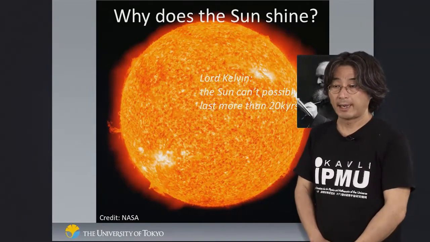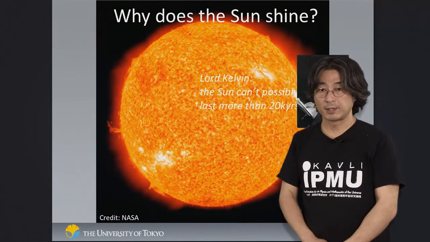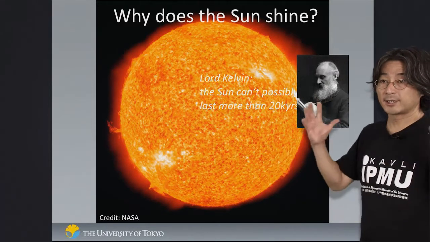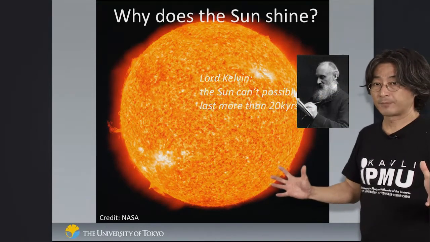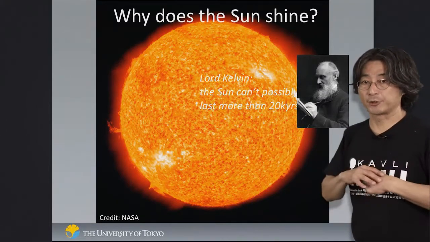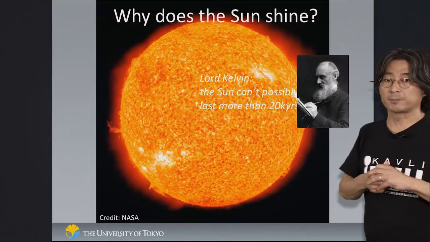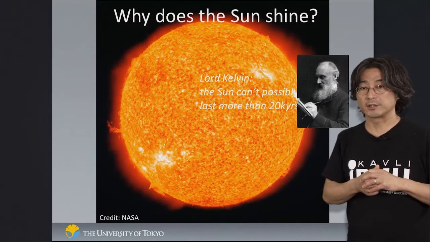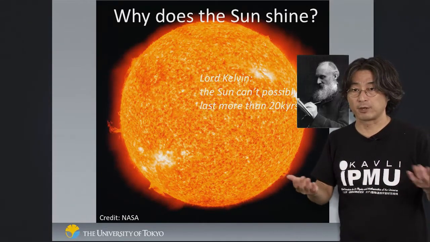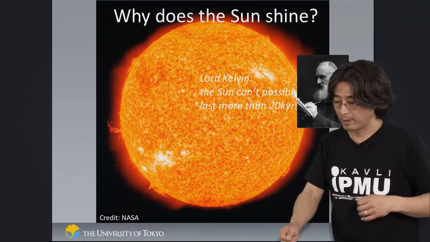And of course, people also wanted to know how long the sun is going to last. Once people learned about the conservation of energy, it was clear the sun would not go on forever. Even the sun would have some limit when it exhausts all the energy it got. And Lord Kelvin said, well, the sun can't possibly last more than 20,000 years. That's a kind of shocking statement. Human beings have been around more than 1 million years. So it sounds almost like tomorrow.